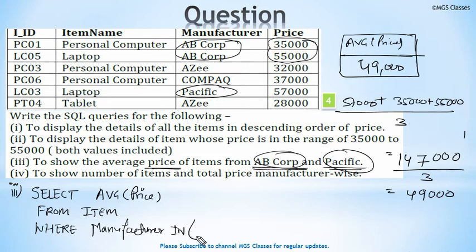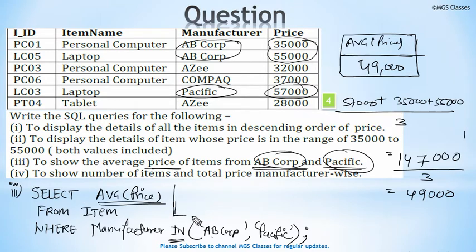In, you can use the IN operator like AB Corp, and then comma Pacific. This way you can write this query, okay, using the IN operator. So where manufacturer in AB Corp and Pacific, these three rows will come, and these rows' price column will be added up and its average will be calculated. So one way to write this answer is this.